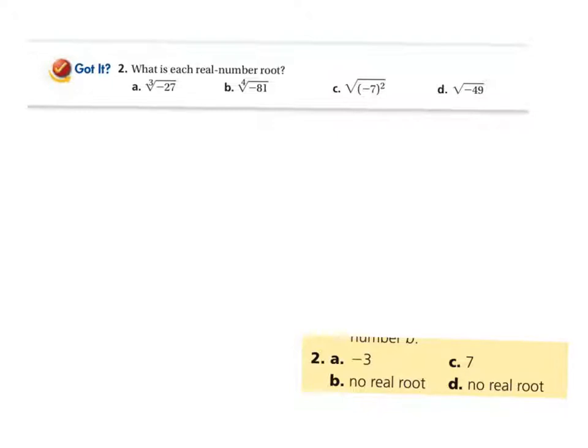So talking about the cube root of negative 27, obviously negative 3 times negative 3 times negative 3 is the only number that satisfies it. B, again, we're trying to take an even root of a negative. It's not going to work. Nothing will satisfy that. Nothing.